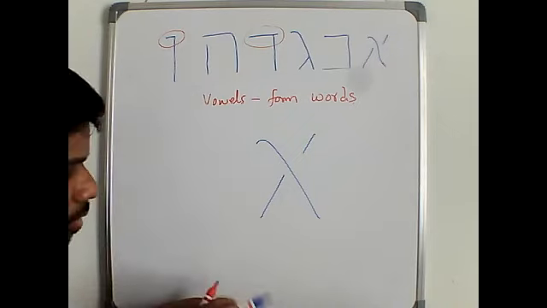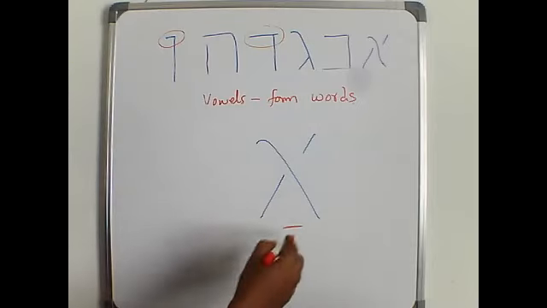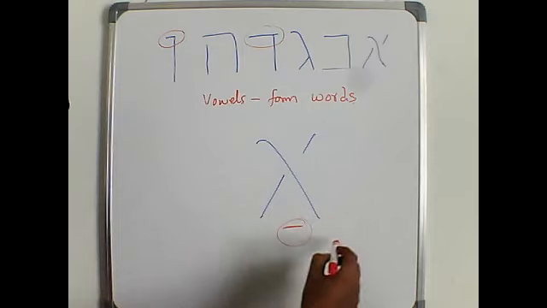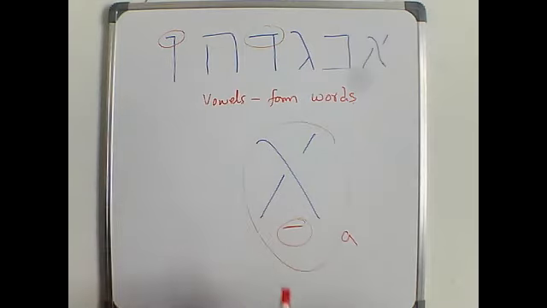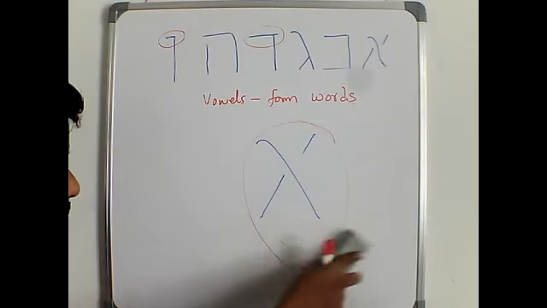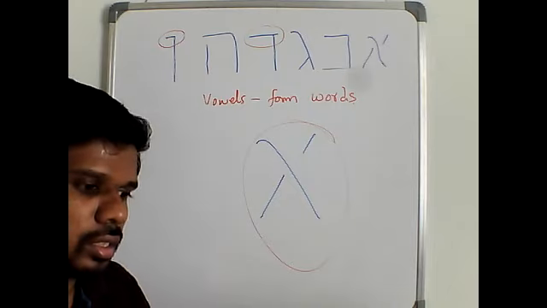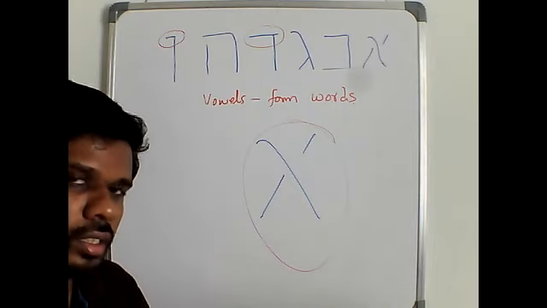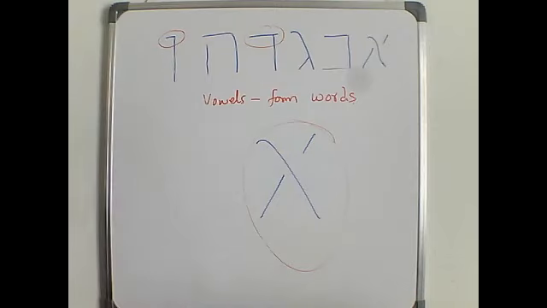But if there is a vowel, so now what is the sound? What is the sound of this? A. So now the sound is A. Now together the sound is A. But there is nothing in aleph. It is silent. There is no sound. So are you clear? Yes, sir. So similarly, all the other letters.